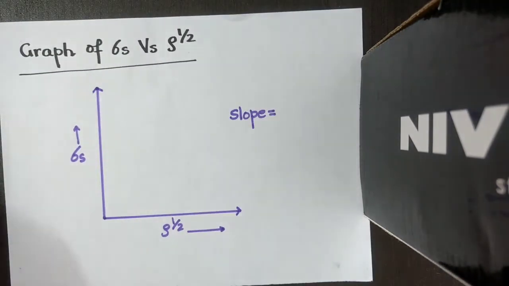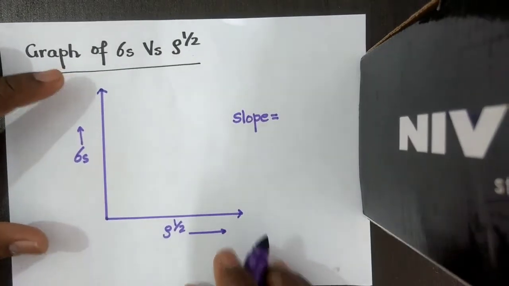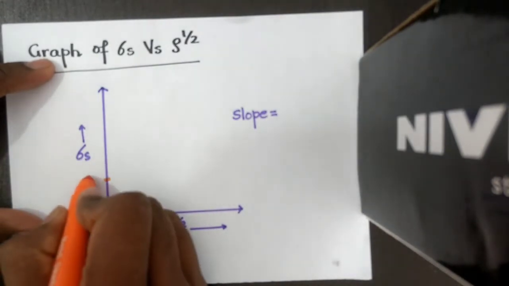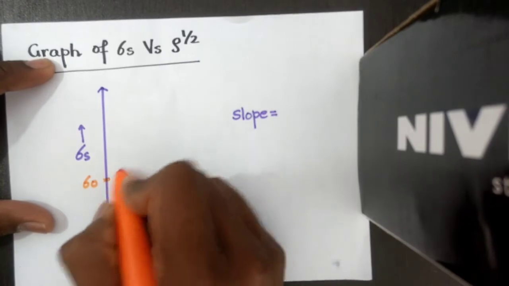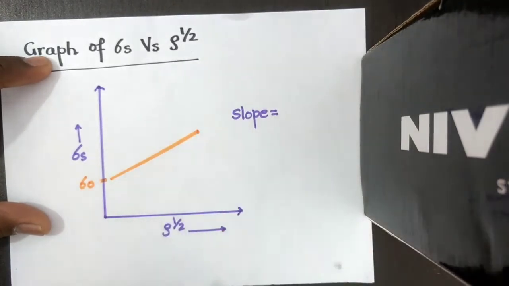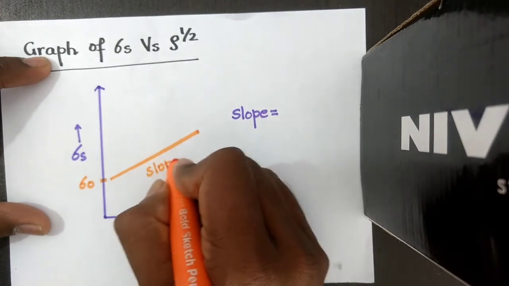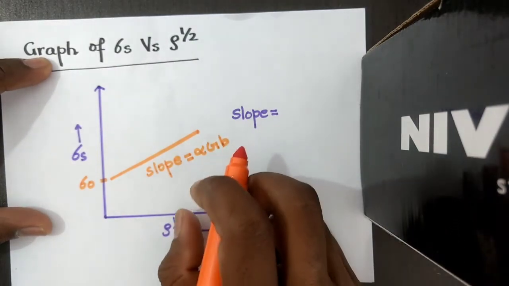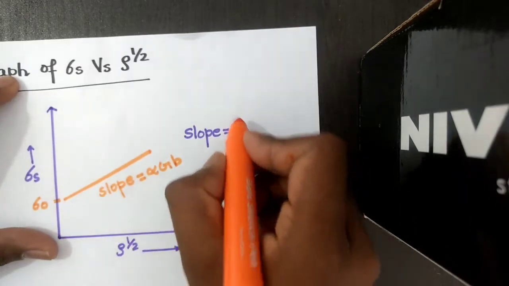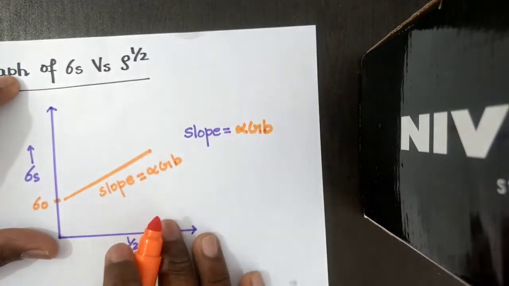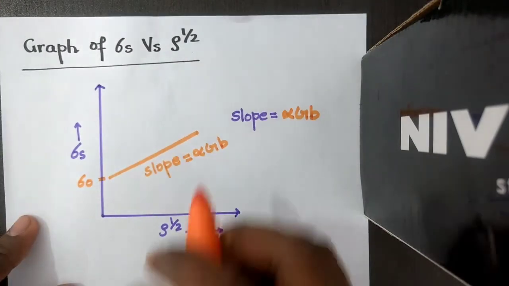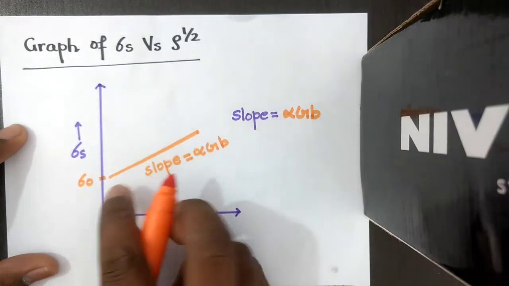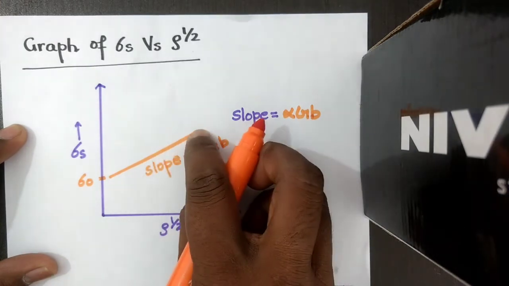So let's draw the graph. This is sigma naught. The graph will be a straight line, and the slope will be alpha G b. So we can say that when we increase the dislocation density from here to there, the yield stress is going to increase.